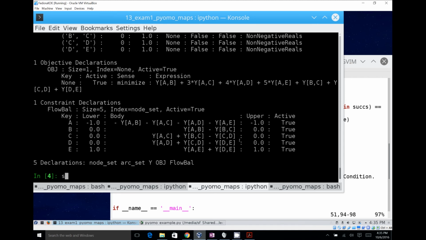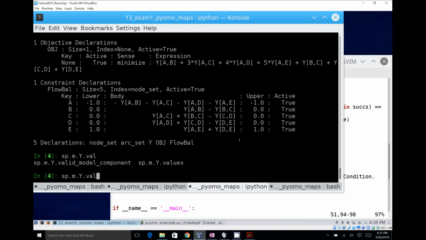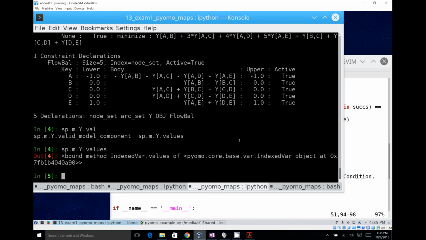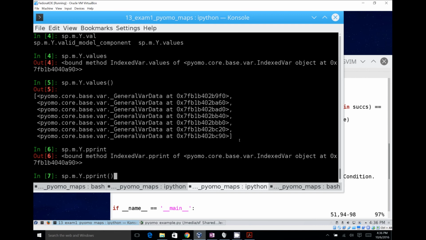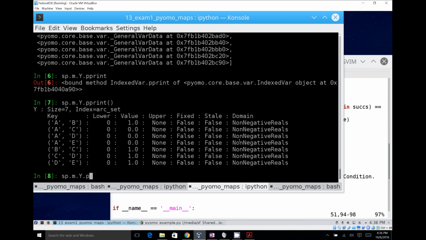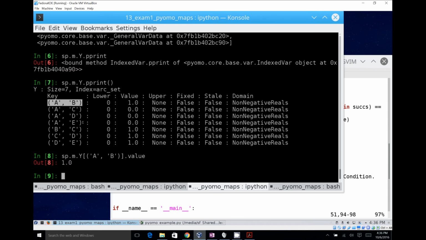So other useful things is, what if I want to actually access the value of one of these y's? So I can actually specify a particular y that I want, like the y for AB. And then do dot value, and that allows me to pull out the value of that variable. And now you can go and use that in whatever way that you're going to be visualizing these results, or whatever other post-processing you're going to do after you actually do the solve.